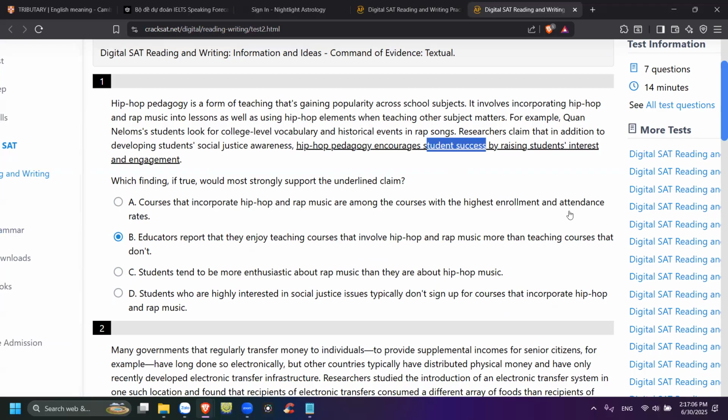Highest enrollment and attendance rates. Look at B. Educators report they enjoy teaching the courses. So the enjoyment is of the educator, not the student, right? It's the teacher that enjoys it, not the student. So this is just A. But what is the highest enrollment? It means they have to be engaged and interested in that, right? Yeah, engage, attendance. Okay. Agree? Agree, agree. Okay, let's go on to number two.